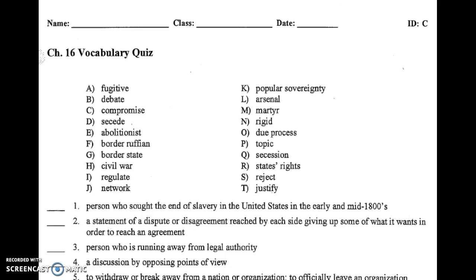I. Regulate. J. Network. K. Popular sovereignty. L. Arsenal. M. Martyr. N. Rigid. O. Due process. P. Topic. Q. Secession. R. States' rights. S. Reject. And T. Justify.